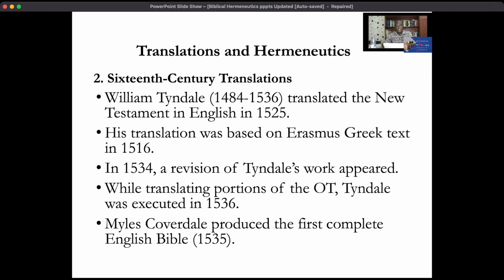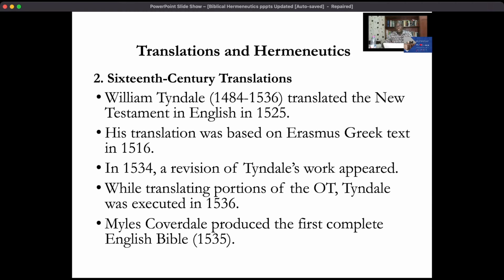Sixteenth century translations. William Tyndale translated the New Testament into English in 1525. His translation was based on Erasmus' Greek text of 1516, and we mentioned that Erasmus' Greek text was based on the Byzantine text, which was considered inferior by Westcott and Hort, if you remember that. In 1534, a revision of Tyndale's work appeared. While translating portions of the Old Testament, Tyndale was executed in 1536 for translating the Bible.